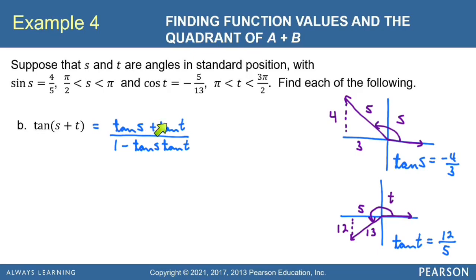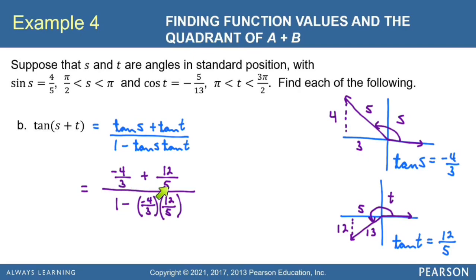Tangent of s plus tangent of t will be negative 4/3 plus 12 over 5. In the denominator, 1 minus tangent of s times tangent of t will be 1 minus negative 4/3 times positive 12/5. Now, of course, we have a complex fraction here. Let's work on simplifying the complex fraction before we do anything else.